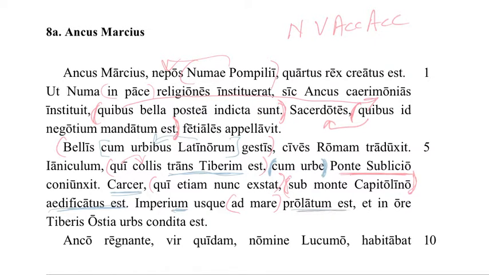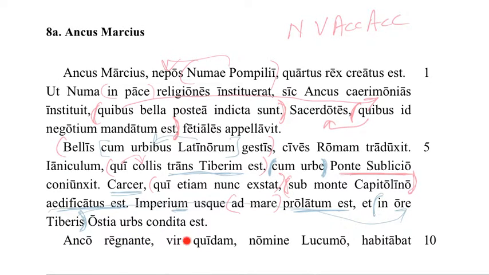And then here's your verb. And then we'll continue our sentence, et in ore, prepositional phrase. And if you look, ore is ablative, and Tiberus is genitive, so I'm assuming that it's going to modify the ore. So that also is part of our prepositional phrase. Then we have a nominative noun, ostia, and that is, by the way, a nearby city. So that is the subject of condita est. So your main sentence is, well, you have 2 of them, imperium prolatum est, and then the next clause, et ostia urbs condita est.